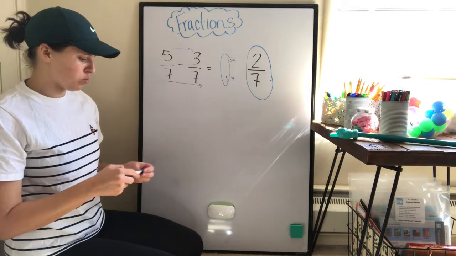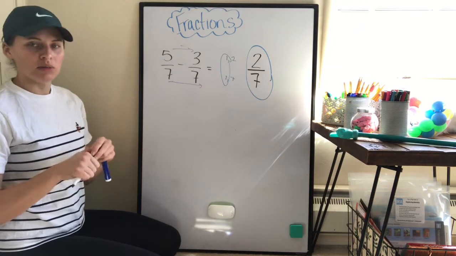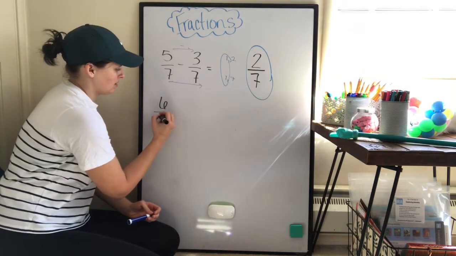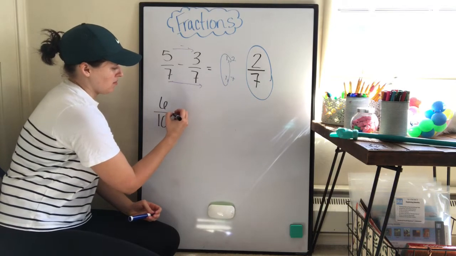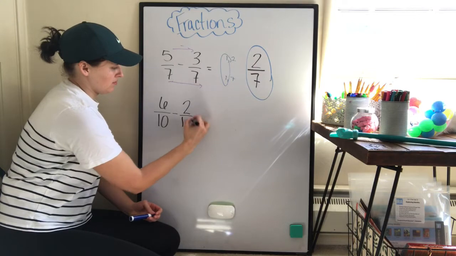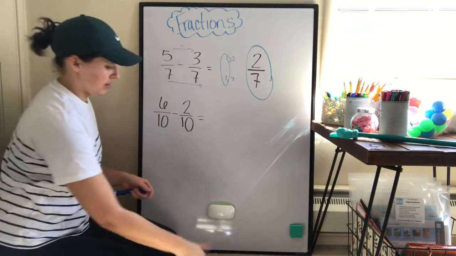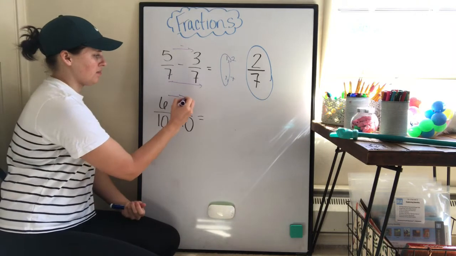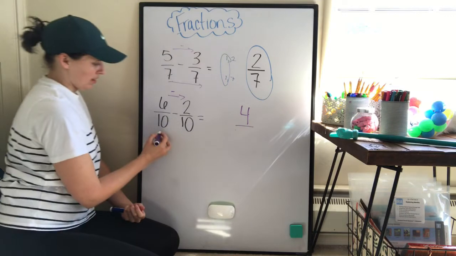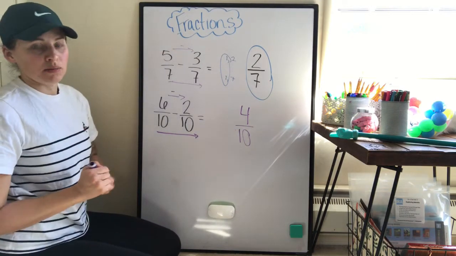Let's do just one more for fun because it is so much fun. 6 tenths minus 2 tenths. Okay? Let's subtract across the top. 6 minus 2. Let's drag our denominator, 10. Now let's come up with factors.